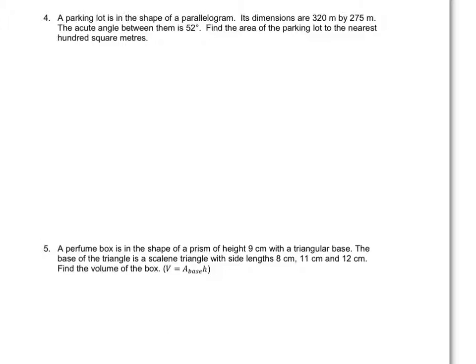So question number 1 says, a parking lot is in the shape of a parallelogram. Its dimensions are 320 meters by 275 meters. The acute angle between them is 52 degrees. That means the smaller angle, not the bigger angle, the one that is less than 90 degrees. Find the area of the parking lot to the nearest 100 square meters. I will start there and let you have an opportunity to draw your own diagram and see if you can figure it out, and then I'll post an answer.